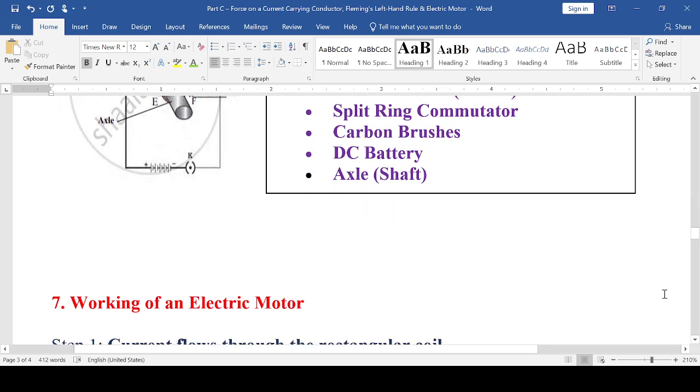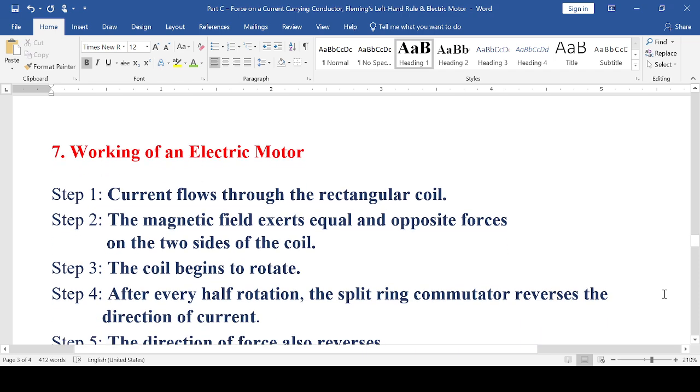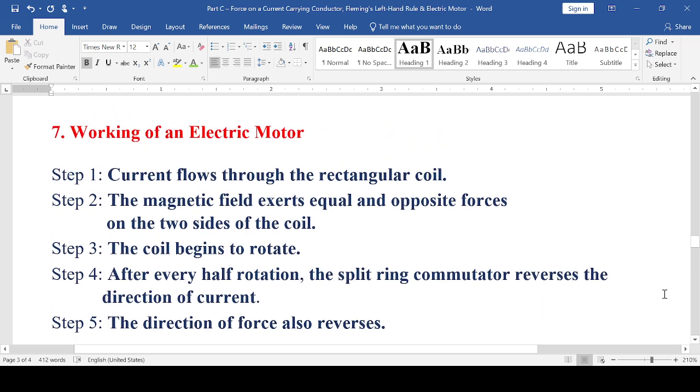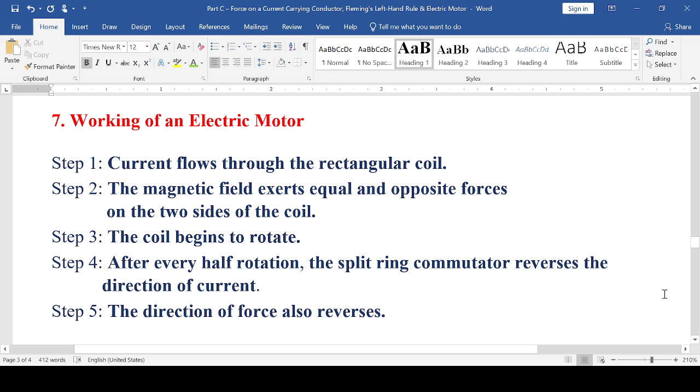We have sorted out the working into simple steps. The working of an electric motor: when the switch is on, the current flows through the rectangular coil, the armature ABCD. Then the magnetic field of the magnet exerts equal and opposite forces on the two opposite sides of the coil. Then the coil will start rotating.